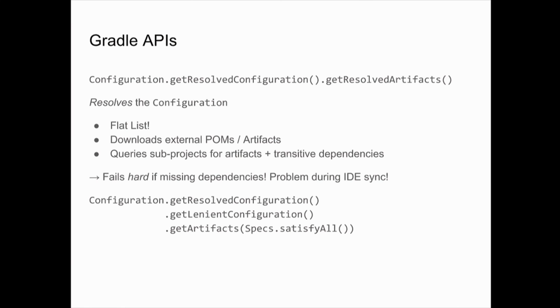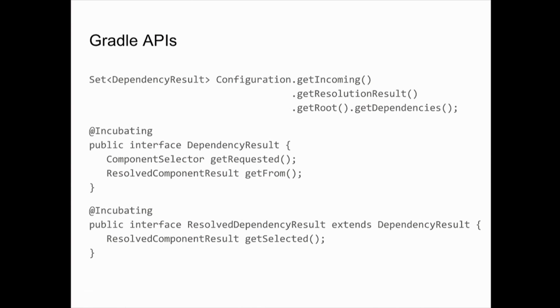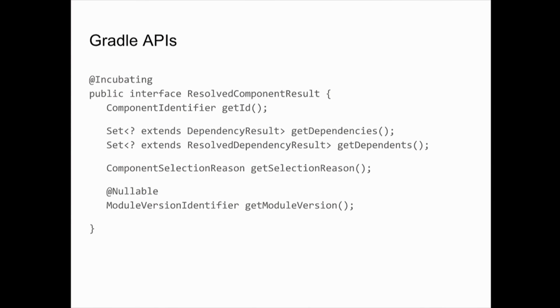OK, so we got a flat list of something that's not what we want, but there's another API. So we do configuration, get incoming, get resolution result, get root, get dependencies. And what we get is dependency result, which is actually in the case where it's resolved, a resolved dependency result, which contains this resolved component result, which contains those two, a module version, and a list of dependencies. So you get basically a graph, and you get, again, a module version, but you get nothing else.